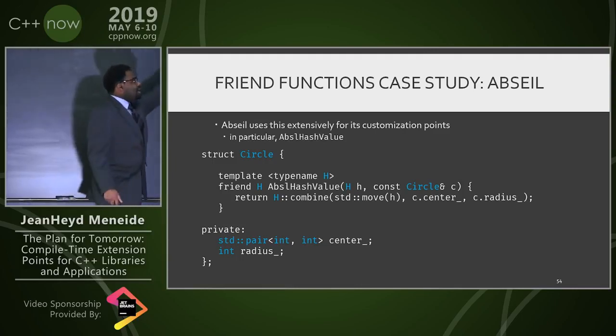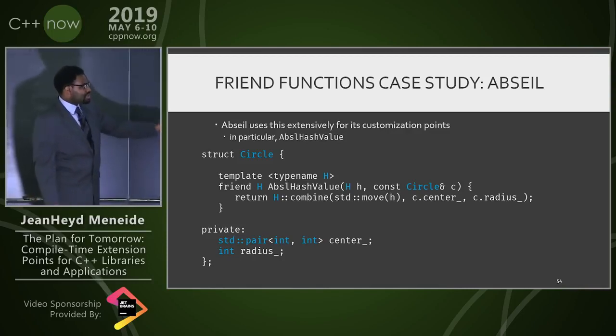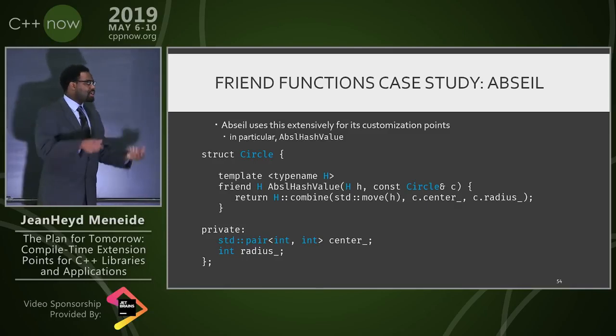But yeah, so this is how Abseil uses friend functions for their purpose, right? Very similar to the last one. This is just how they write their hashers. So again, another library that's gone in on this.